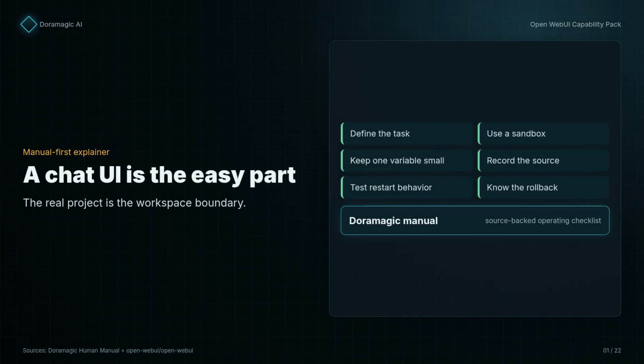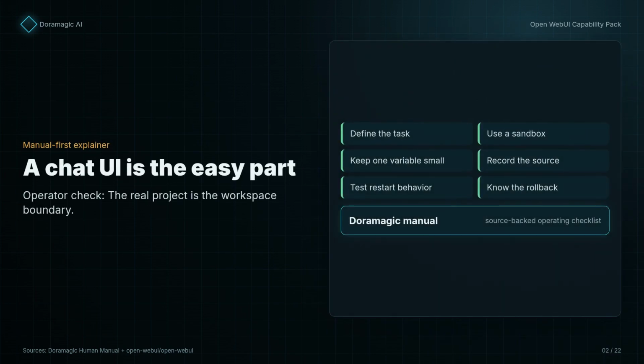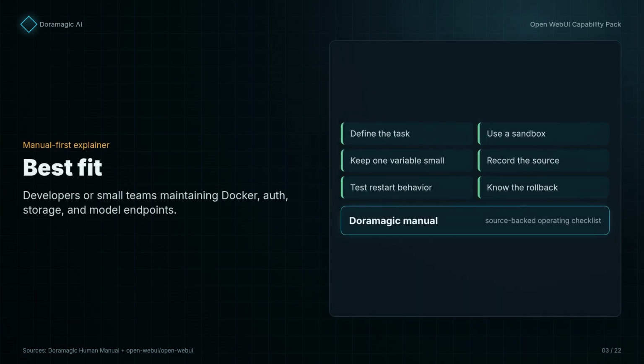Open WebUI is easy to describe badly. It is a chat interface for local models. That description is too small. The Doramagic Manual frames it as a self-hosted AI workspace, where the hard parts are not the chat bubbles. The hard parts are deployment, storage, authentication, model backends, API compatibility, and rollback. The first useful question is not, can it talk to a model? The question is, can your team operate it without turning your AI workspace into a mystery box?